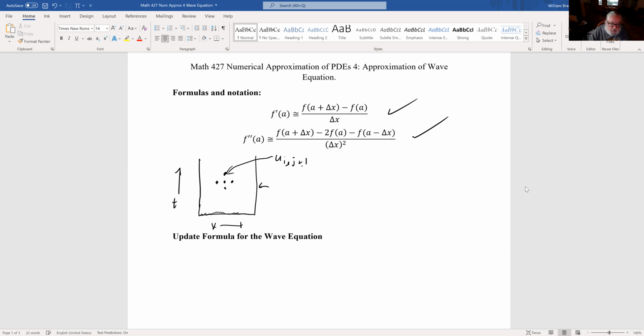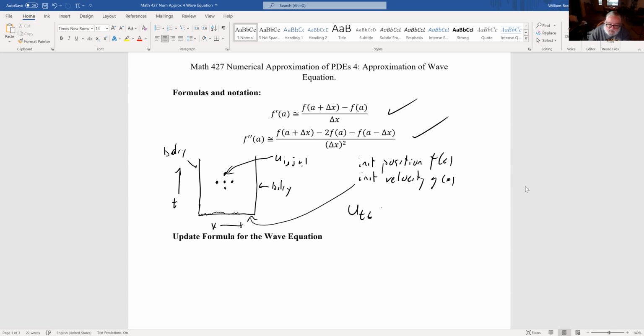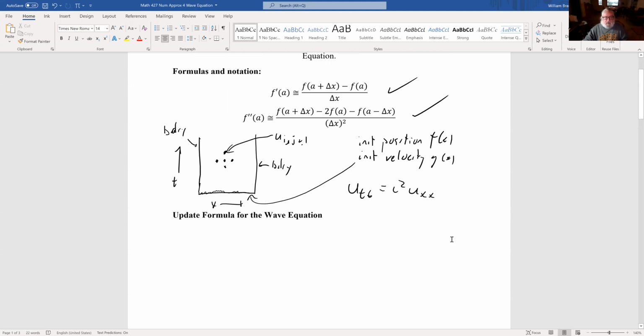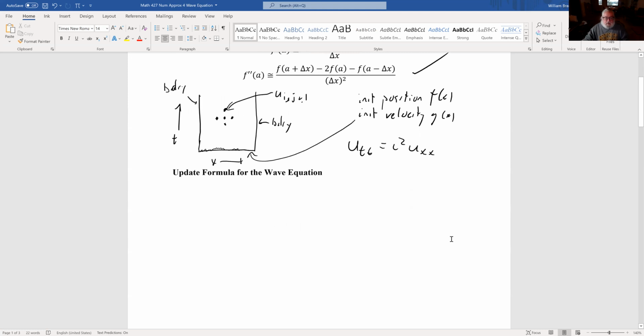So we have boundary conditions, which are actually pretty simple. The boundary is fixed, it's 0. The position doesn't move. But we also have 2 sets of initial conditions, unlike the heat equation. We have initial position, which we usually call f of x, and we have initial velocity, which is g of x. And the equation we want to do for the wave equation is u_tt equals c squared u_xx. That's the wave equation.